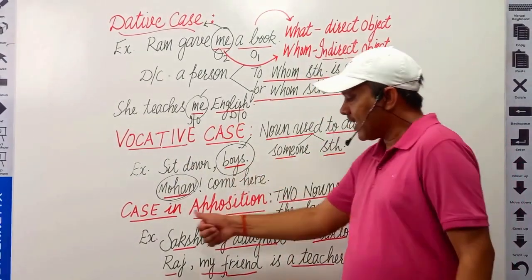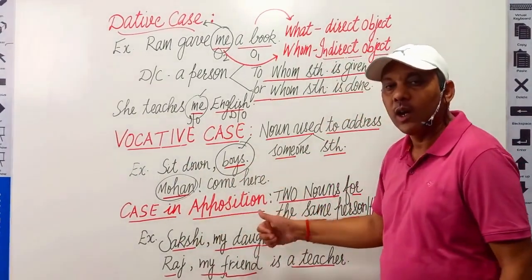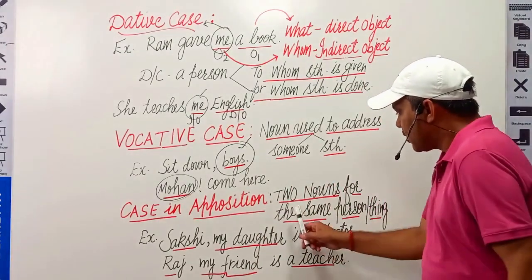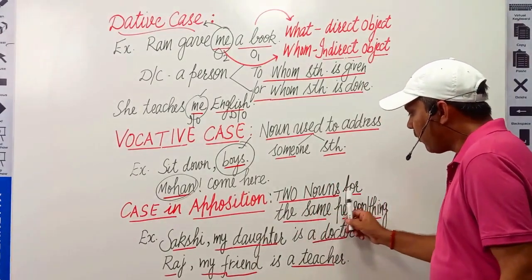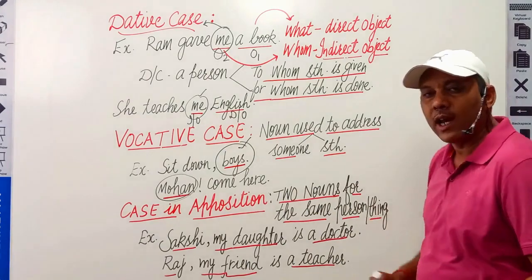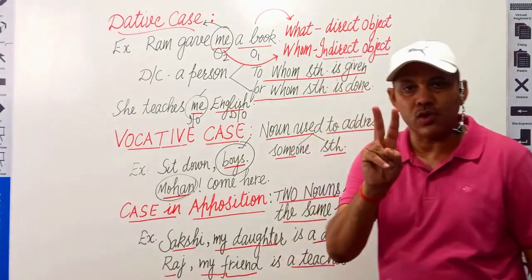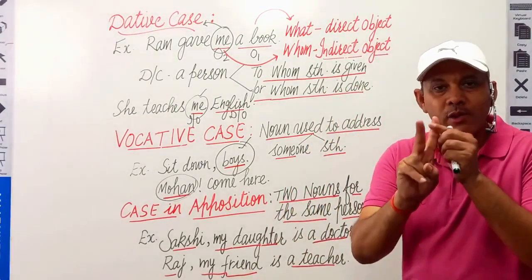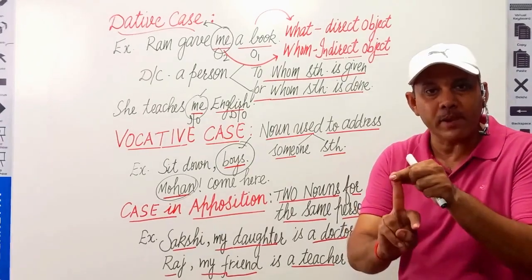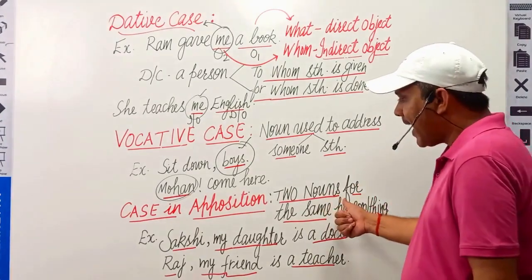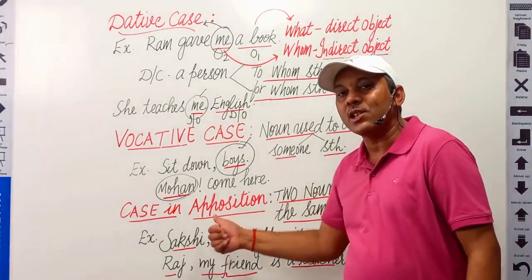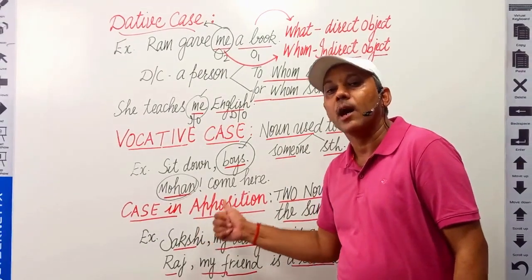And the next is case in apposition. What is case in apposition? Two nouns for the same person or thing. When we use two nouns, not single, when we use two nouns for the same person in a sentence, then that noun is known as case in apposition.